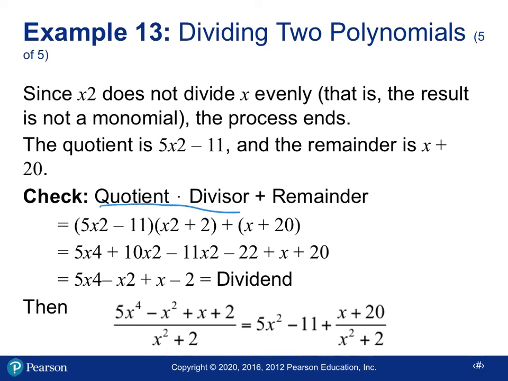So you check it by multiplying the quotient times the divisor plus the remainder. So 5x squared minus 11 times x squared plus 2, plus the x plus 20. So as you check it, you'll realize that you're going to get the same answer here that you started with, just as a means of doing a check to make sure. So quotient times divisor plus the remainder will be equal to the dividend.